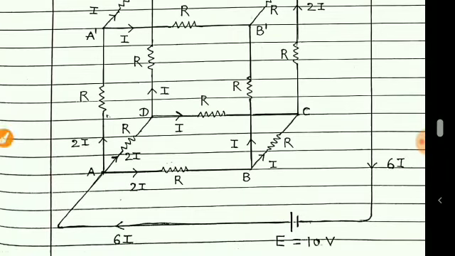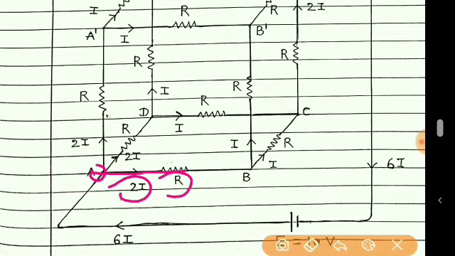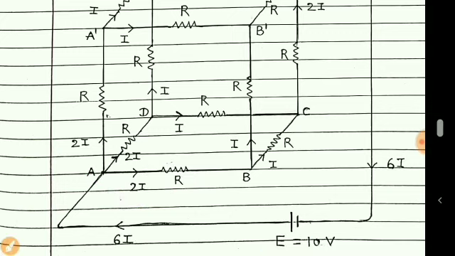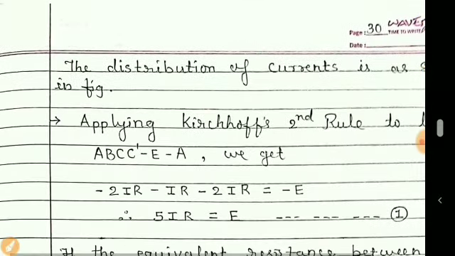Let us apply. So now let us start from point A. In the direction of current, 2I into R will be negative. Remember, in the direction of current, 2I into R will be negative. So here I have kept minus 2I into R.